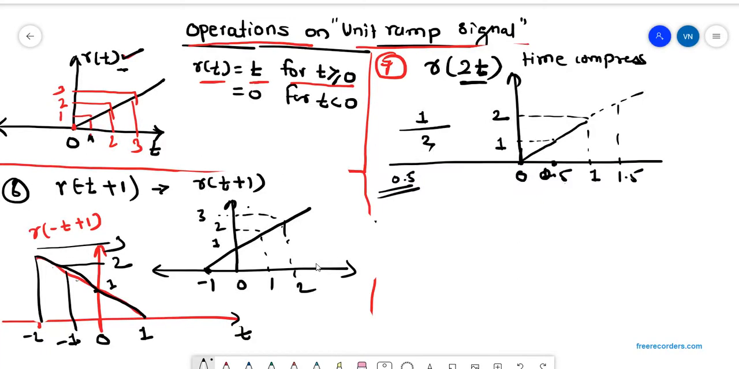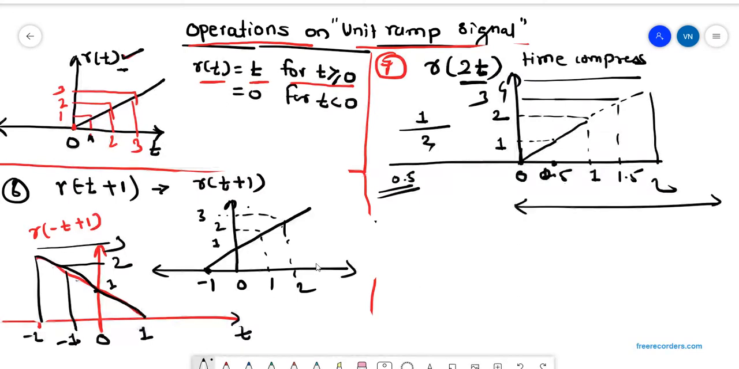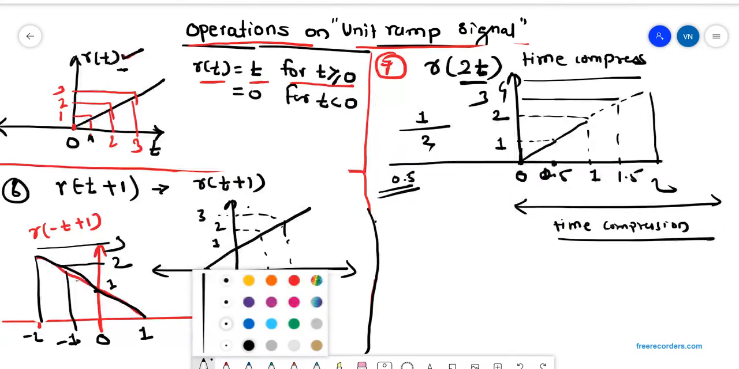In the same way, next, for 1.5, I will get 3 amplitude. For 2, I will get 4 amplitude. So the meaning of this is nothing but time compression. It's called time compression. So we have just taken a compression.